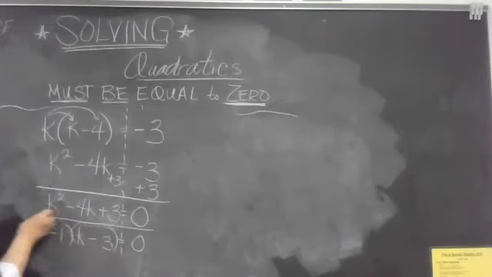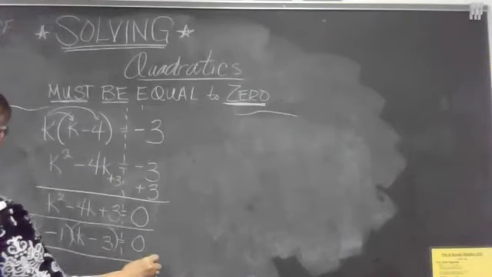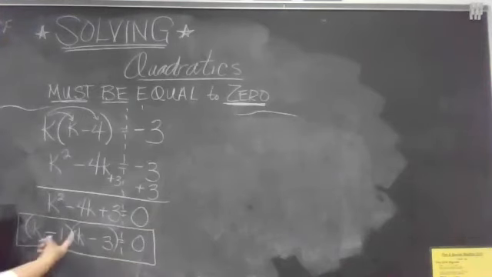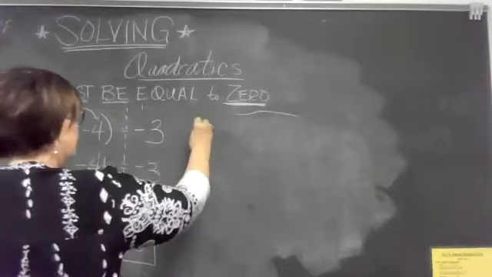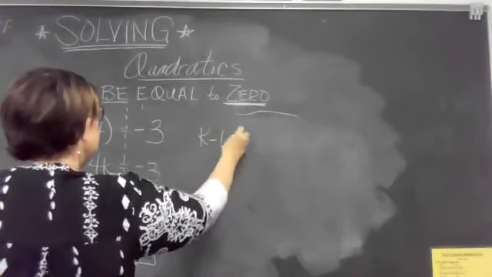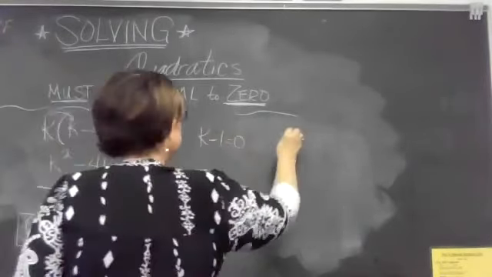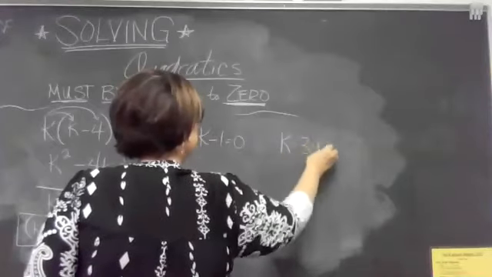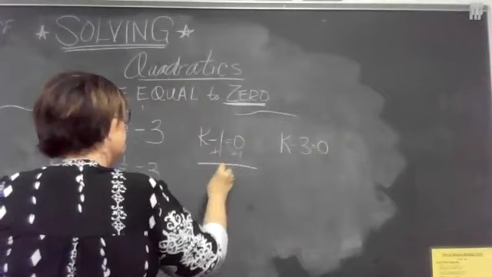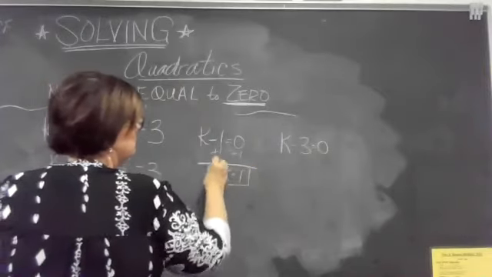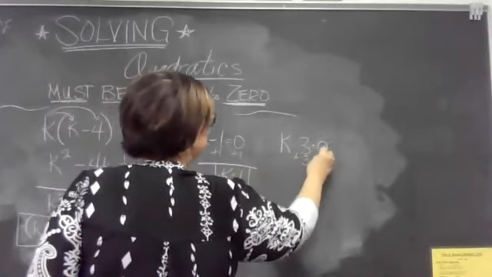And here's our factoring. So if they say factor this quadratic, then you're done. But it doesn't, it says solve it. So what we're going to do is take this piece and make it equal to 0, and this piece and make it equal to 0. So I have K minus 1 equals 0, and K minus 3 equals 0. So K equals 1. K equals 3. Good.